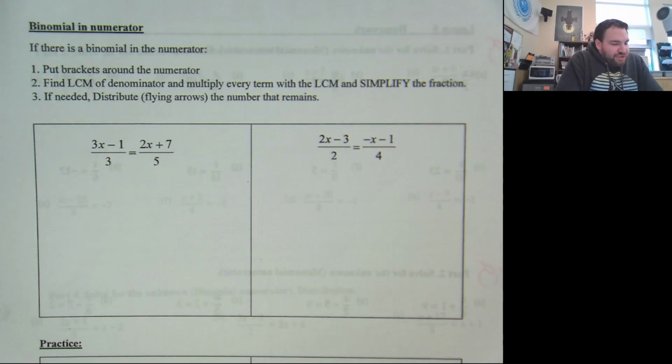Here we go. So this is just an extension of the stuff that we did yesterday. We're just going to add binomials to the numerator. And how you handle this, I mean, there is a trick is not the right word, but there is a finicky detail that you need to make sure that you follow when dealing with stuff like this.